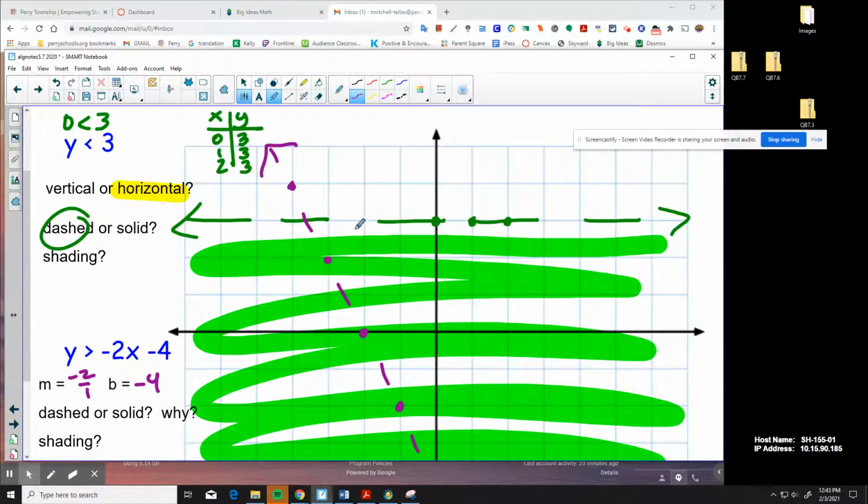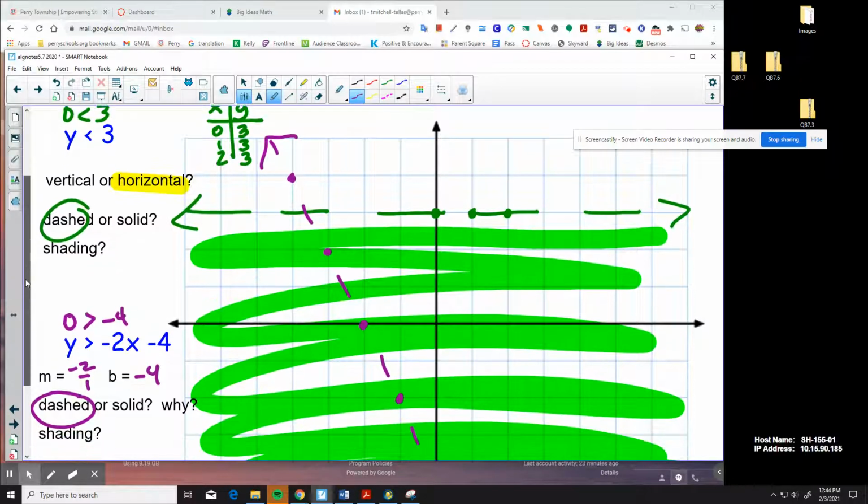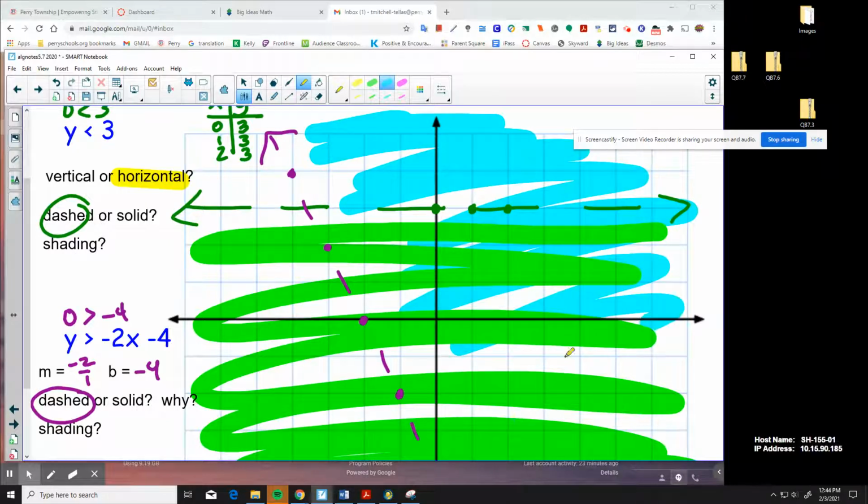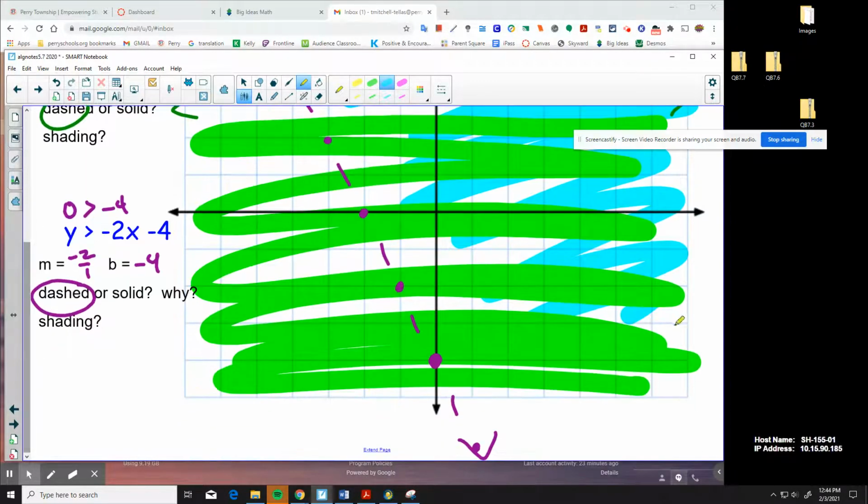All right, and then let's check the origin. The origin's right here. We're trying to decide if it's true or false for this line. So it was dashed because there was no equals. 0 is greater than -4. That's true. So I'm going to shade, let's use blue, the side with the origin because the origin makes it true. So I'm shading over here. And I have to do it all the way down.